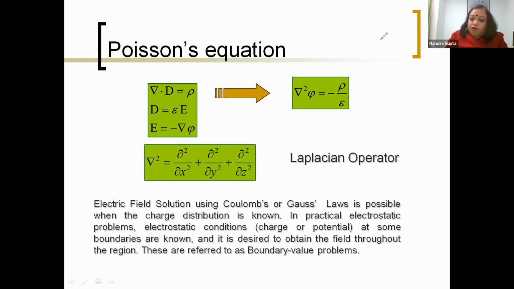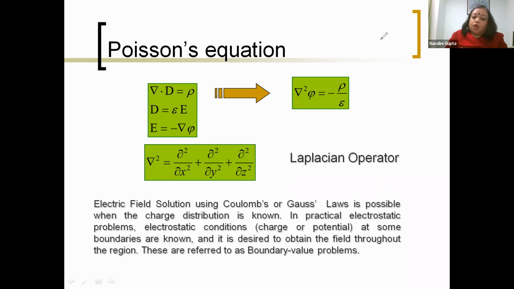And therefore, when we want to do electric field solution in real situations, it is Laplace's or Poisson's equation which we need to solve. So electric field solution using Coulomb's or Gauss's law is possible when the charge distribution is known. In practical electrostatic problems, electrostatic conditions at some boundaries are known. At some boundaries, you may know the charge. I'll come to that point later. At other boundaries, you will know the potential. But you will hardly know the charge everywhere.